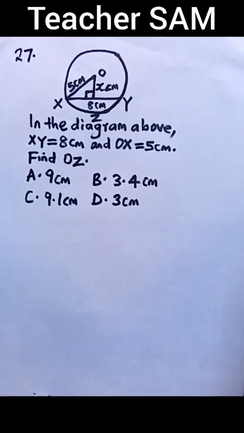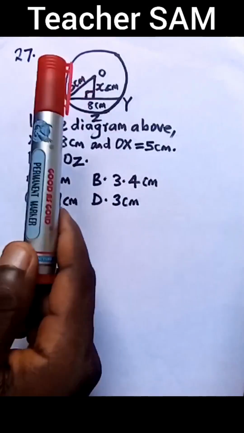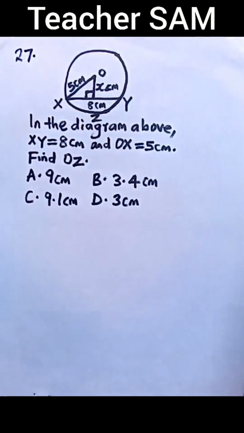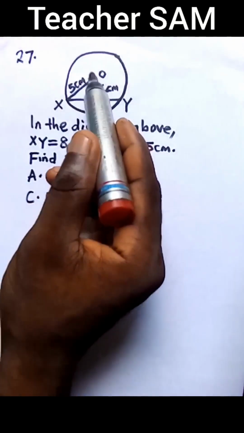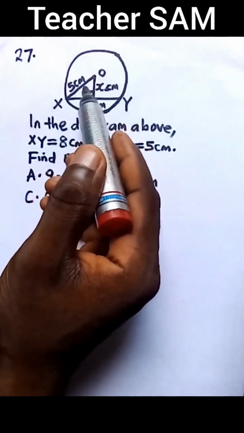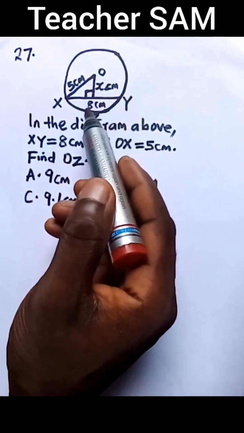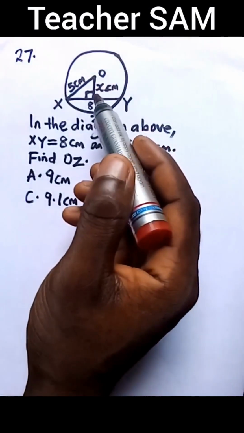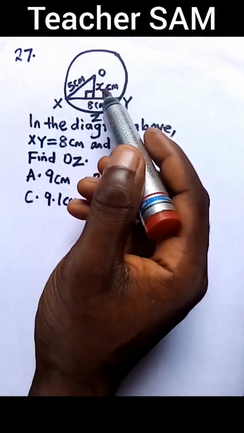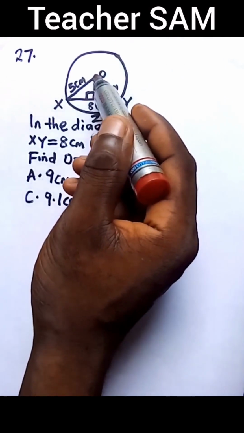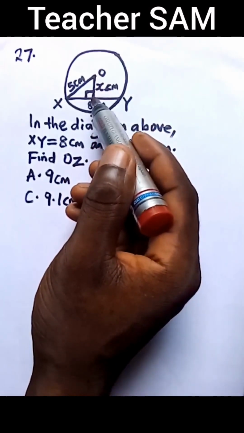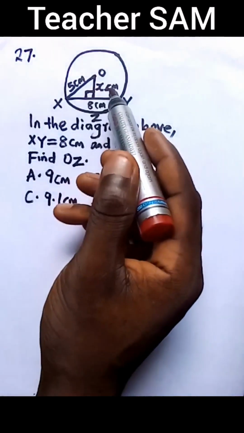We have a diagram here. Look at this diagram. You have O to be the center of this circle. We have the radius to be 5 cm. We have a length of a chord to be 8 cm. And we have the distance from the center of the circle, O, to the chord is x cm.